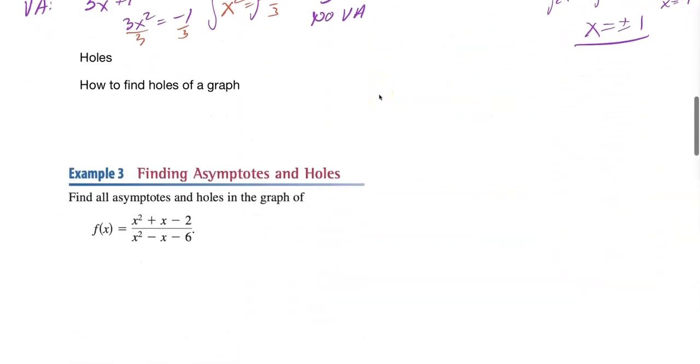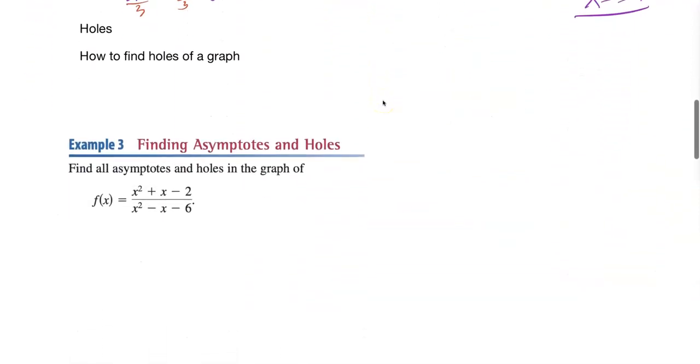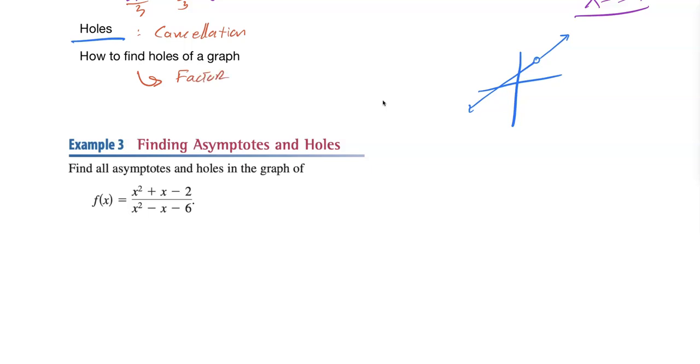Next, we could talk about holes in the graph. Sometimes you have a graph where it has a hole in it. It's kind of like this. Where do you get holes from? This is from cancellations. So how do you find the hole in the graph? You find a cancellation. So you have to factor and cancel.